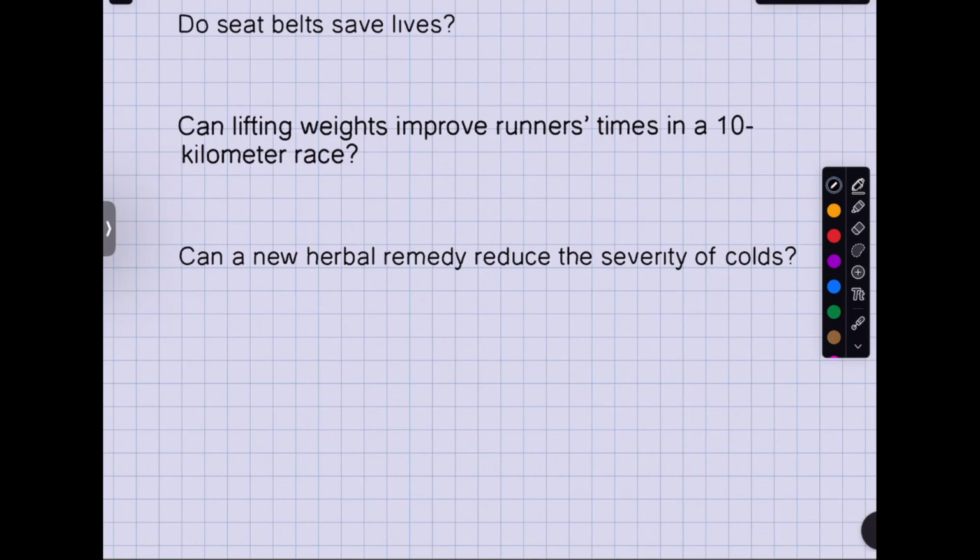Can a new herbal remedy reduce the severity of colds? What experiment would we do? Well, we definitely want to use a double blind or double anonymous, which most experiments should do anyways.